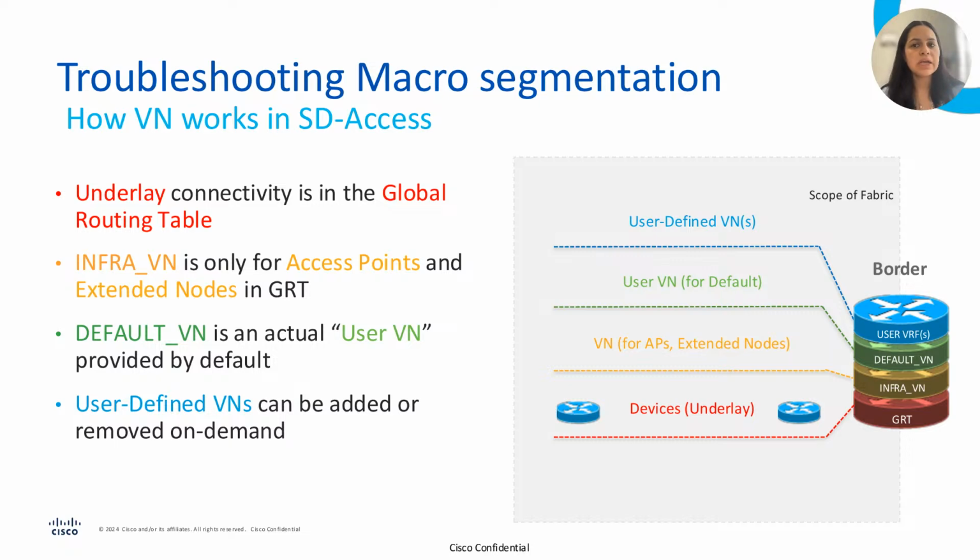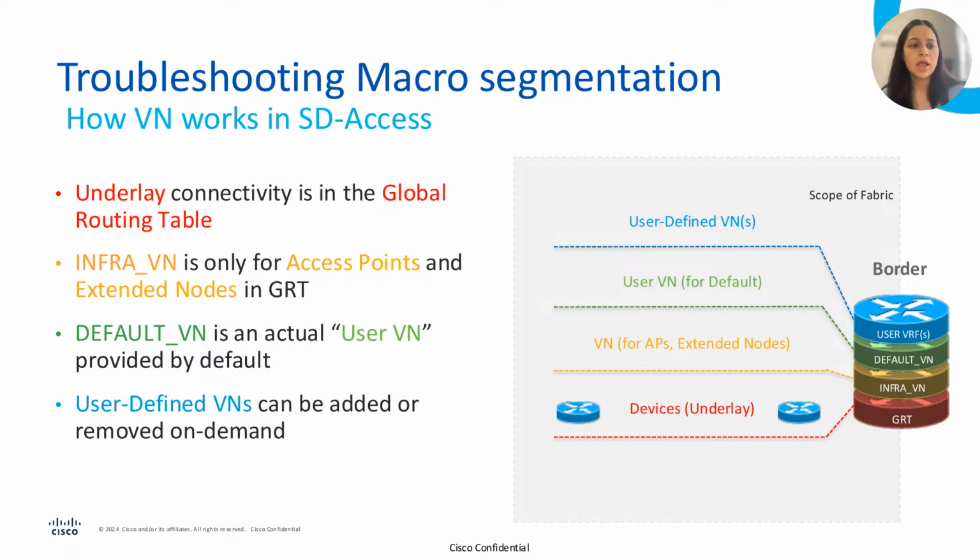So in SDA Fabric, the underlay connectivity is from the global routing table. So all your IGP routes are advertised in the global routing table. We have an infra VN where all the access points are attached, and the connectivity to all the extended nodes is present in the global routing table. Then we have a default VN where all the SGTs are mapped by default. And if there is no virtual network specified for a particular security group tag, then it is assigned to this default network automatically. Then the last is the user defined VN.